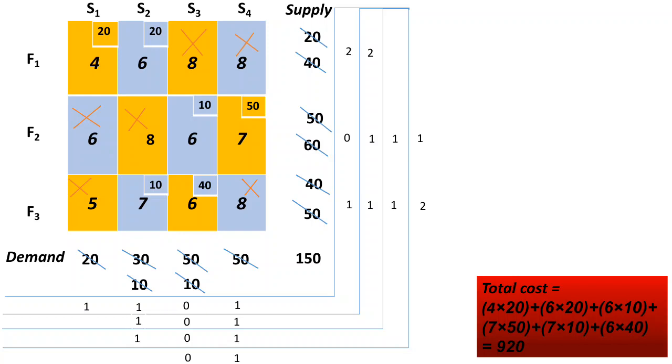So the total cost here is 4 into 20 for supplying goods from factory 1 to store 1, 6 into 20 for supplying goods from factory 1 to store 2, 6 into 10 for supplying goods from factory 2 to store 3, 7 into 50 for supplying goods from factory 2 to store 4, 7 into 10 for supplying goods from factory 3 to store 2, and 6 into 40 for supplying goods from factory 3 to store 3. And in this way the total cost we get is 920.